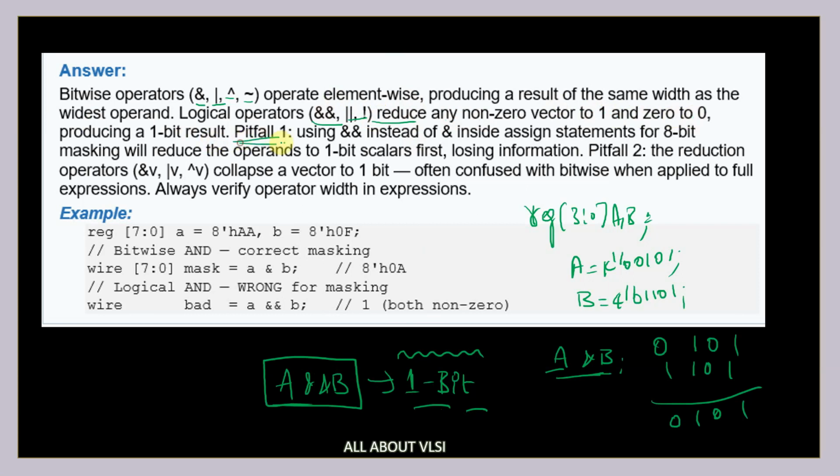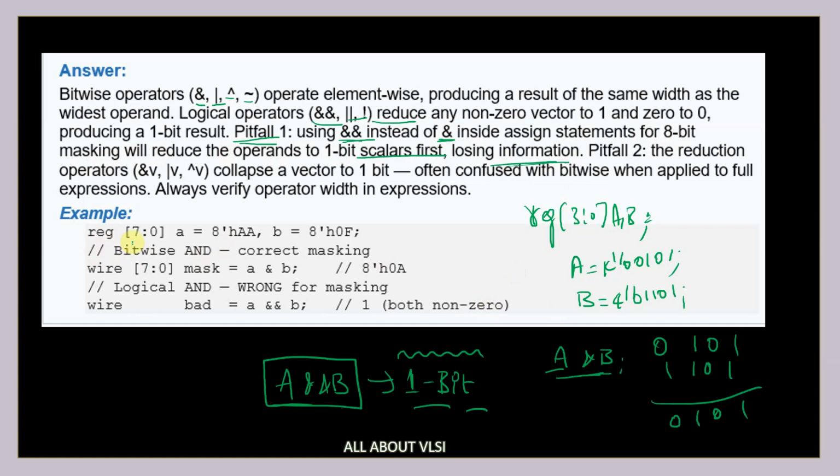And what is a pitfall here? Using the logical AND operator instead of the normal bitwise AND operator in an assign statement for 8-bit masking will reduce the operands to a 1-bit scalar, losing the particular information. Obviously, we are going to lose our bits. That means we are going to lose our information, right? So that is the main pitfall I have over here.